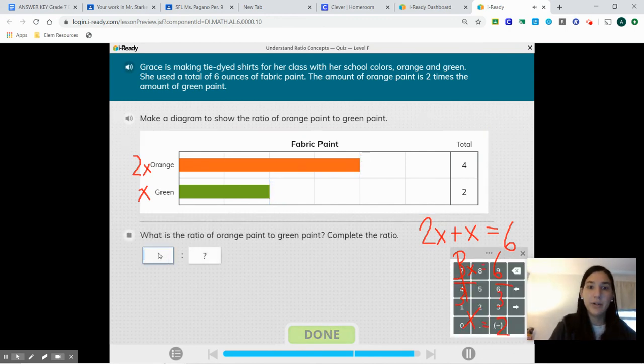And now we're just going to type in our ratio. Orange paint to green paint? And we're going to type in the ratio, 4 to 2, and click done.